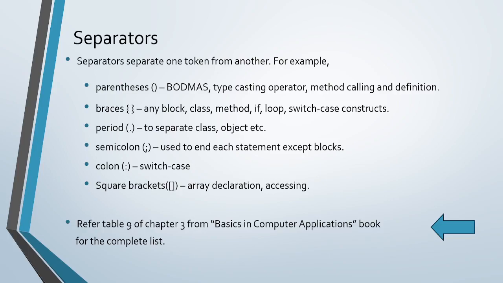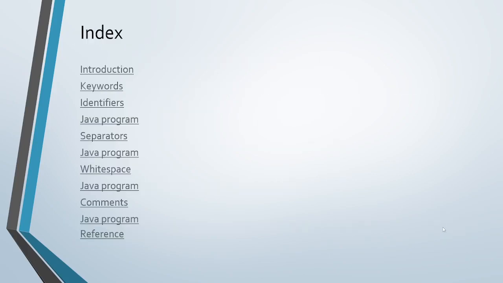It is a separator. Then dot, System.out.println separates the class, that is System, the object out, and the println method also. Semicolon is used at the end of each statement except blocks, because a block is a beginning and ending. It's not the ending of a statement. Now colon is used in switch case, and square brackets in array declaration and accessing. Now let's see a Java program after understanding white space.